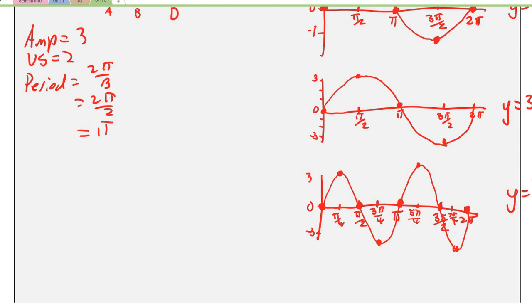Plus 2. Yeah, this last one's actually going to be probably the easiest. We're just going to shift every point up 2.